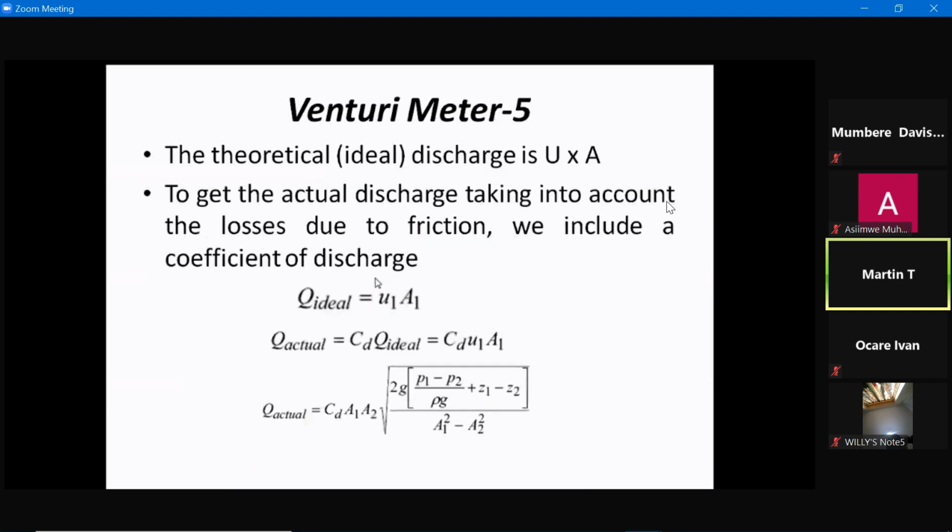Basically, that's about it. That's how we can get the actual discharge. We get the theoretical discharge that we have computed, and then apply a coefficient of discharge.